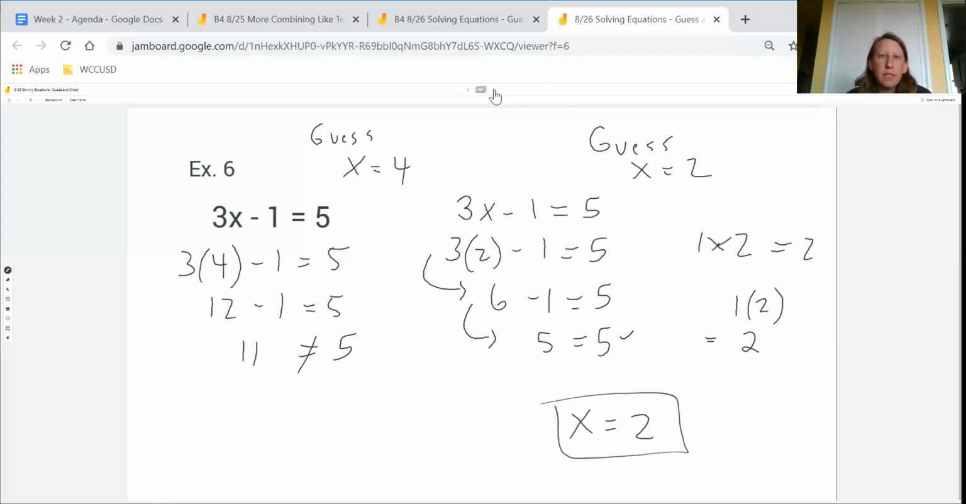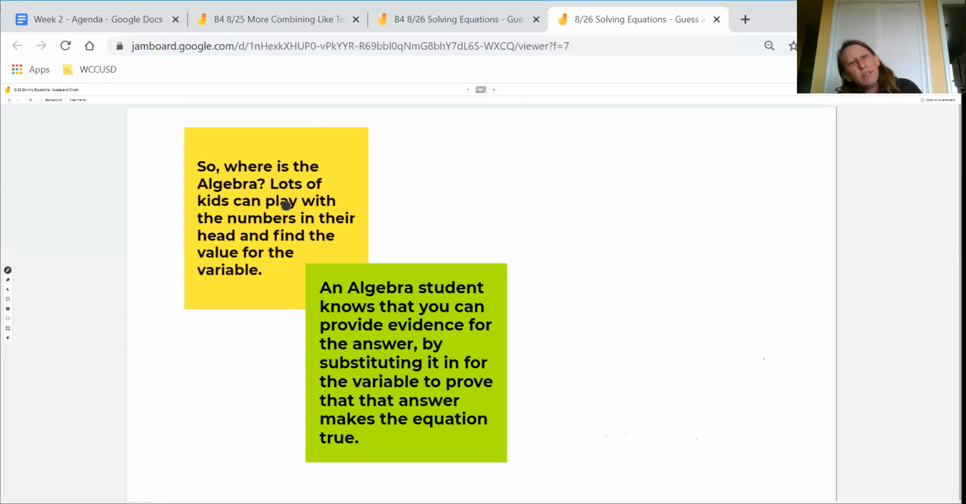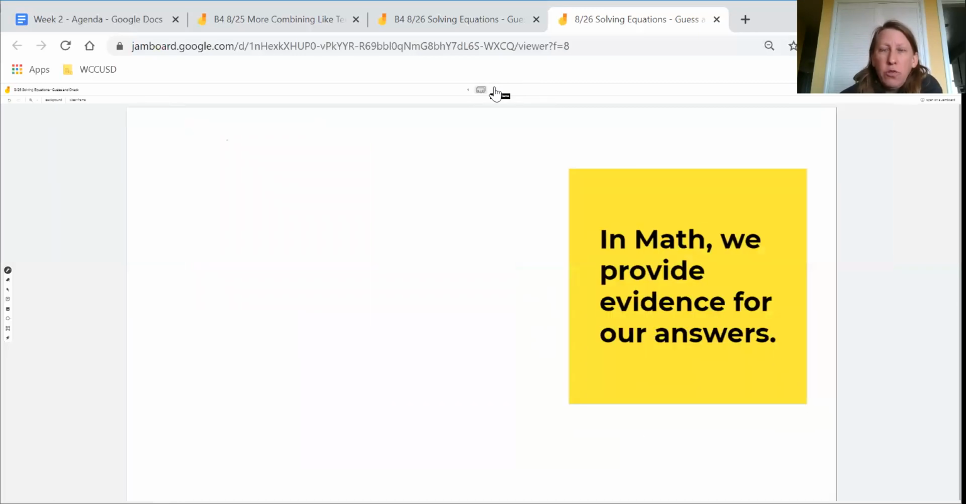All right, so that's the lesson today. Lots of kids play with numbers in their head and find the value for the variable, but an algebra student knows that you can provide evidence for your answer by substituting it in for the variable to prove that that answer makes the equation true. So in algebra, even if you can do the answer in your head, you know your math teachers always said, show your work, show your work. So one way to show your work is to shove the number in and show me that you have found the value for the variable that makes the equation true. Show me that you have truth.